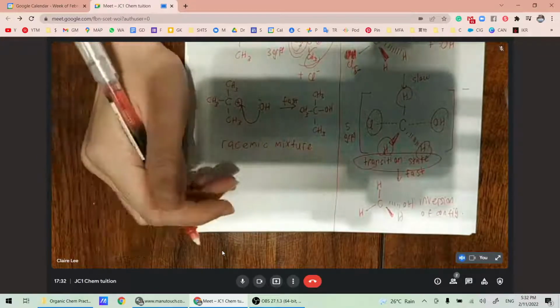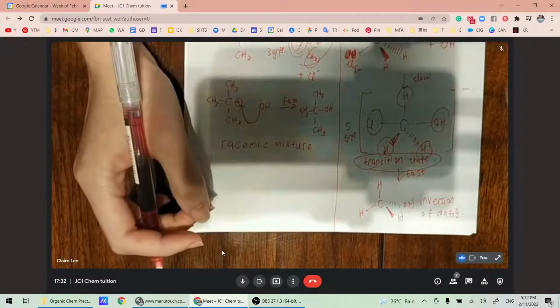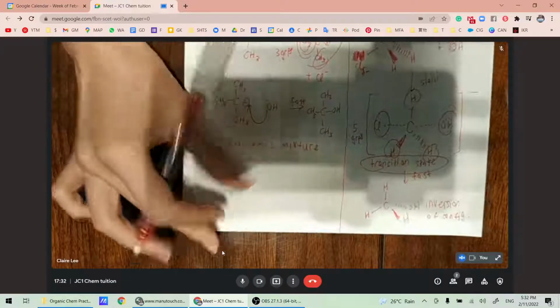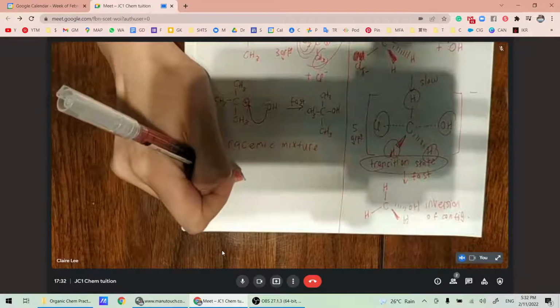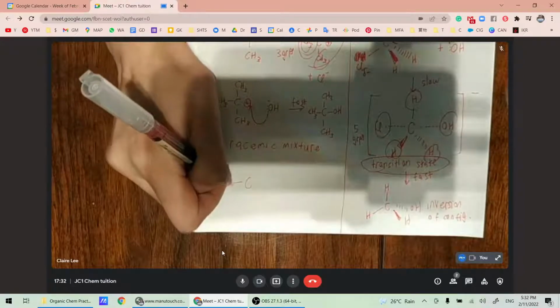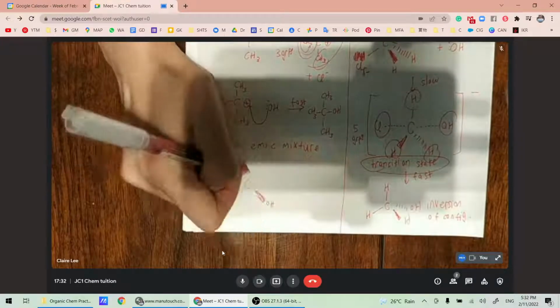There you go, racemic mixture. How does this racemic mixture come about? If you look at this molecule over here, it's trigonal planar. This carbocation intermediate is trigonal planar. So this is me trying to draw the trigonal planar carbocation intermediate.